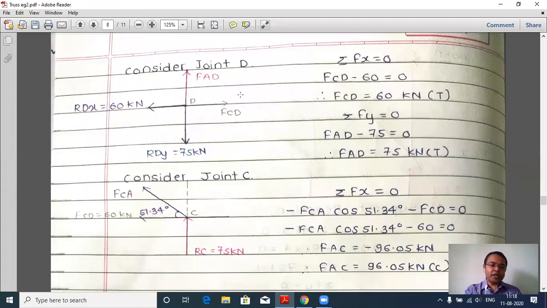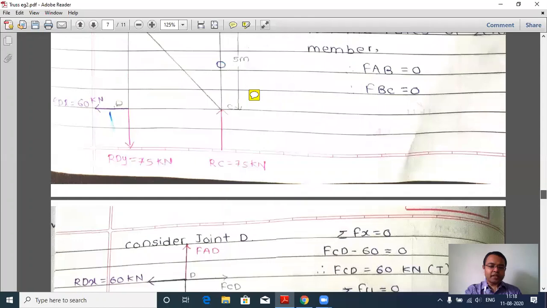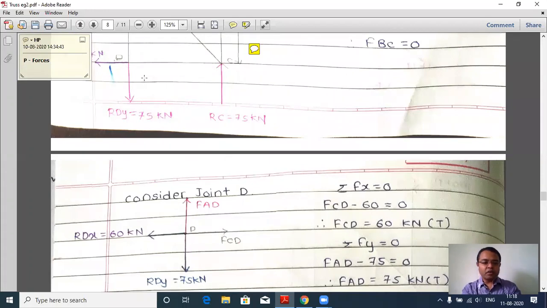Now we'll consider joint D. Consider the free body diagram, FBD, of joint D. Just consider joint D, I will put it like this. So joint D means drawing the FBD, free body diagram, of joint D. So how to draw this FBD? Just cut this portion.